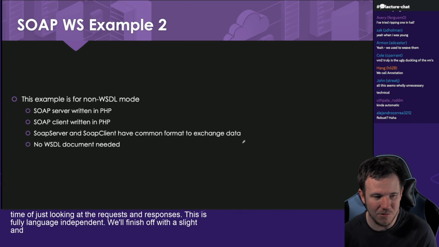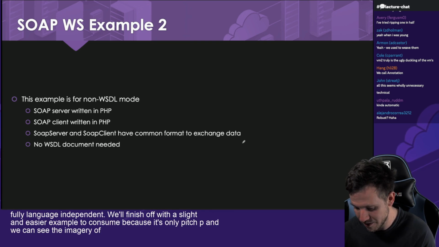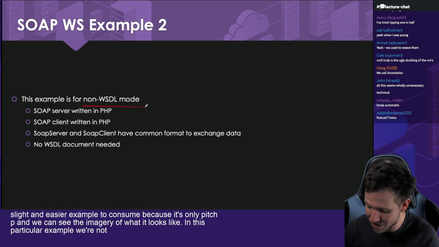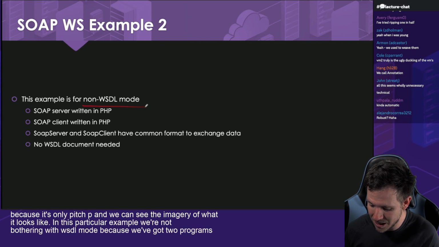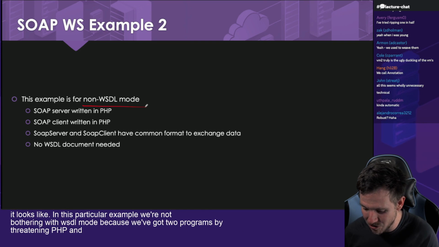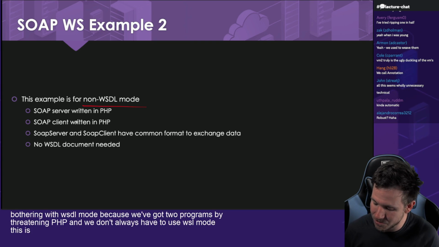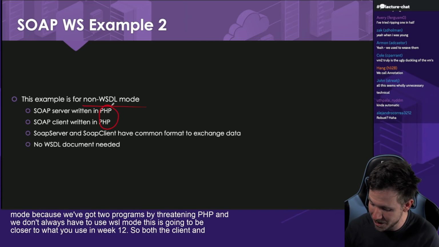an easier example to consume because it's all in PHP and we can see the imagery of what it looks like. In this particular example, we're not bothering with WSDL mode because we've got two programs both written in PHP and we don't always have to use WSDL mode. This is going to be closer to what you use in week 12. So both the client and the server are written in PHP.